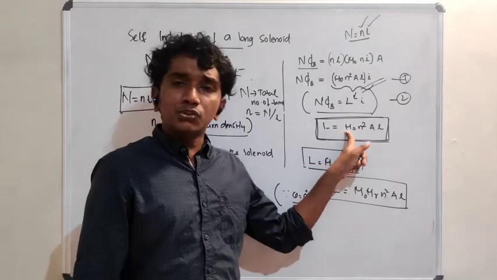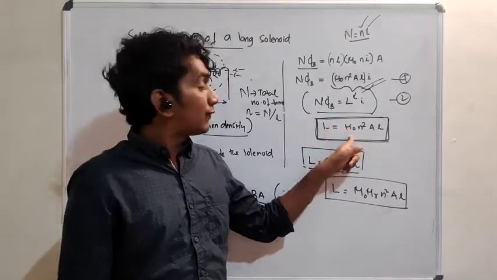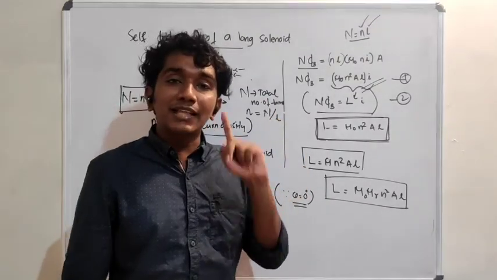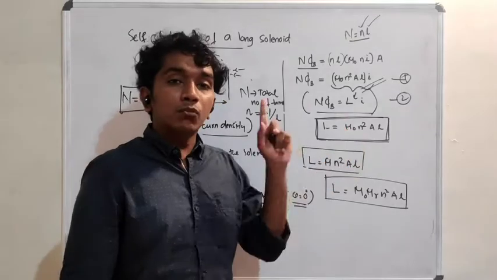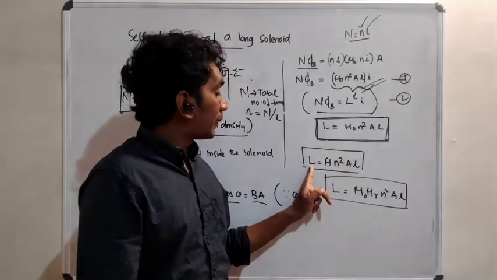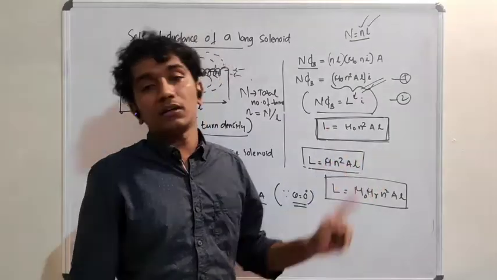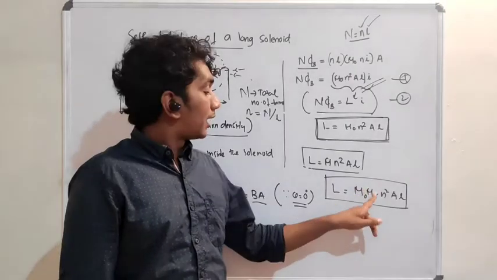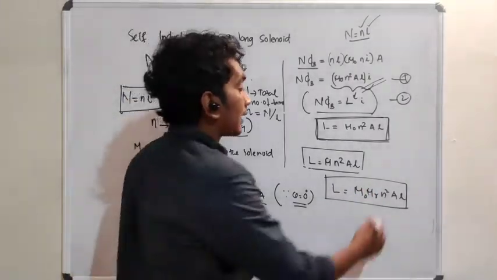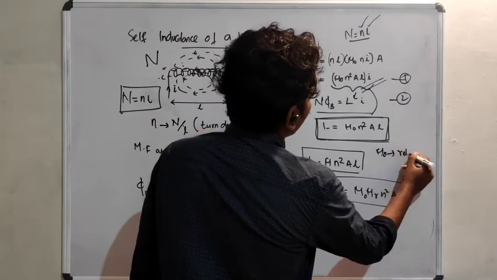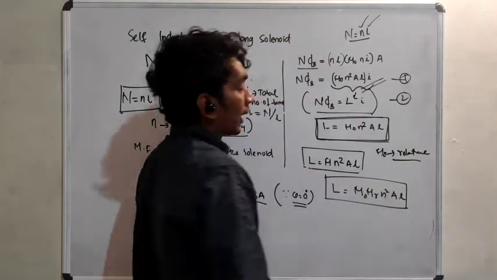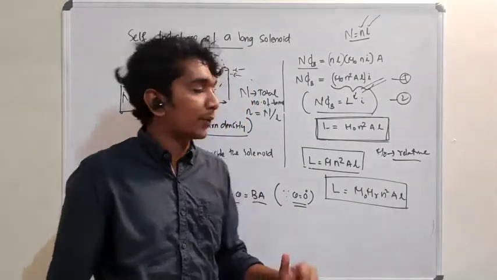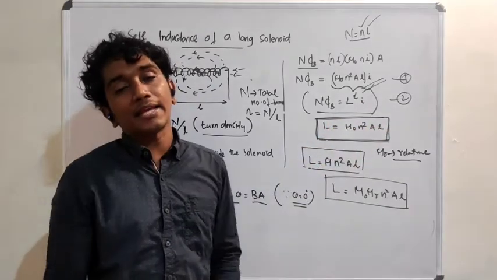You know what mu 0 is: it's the permeability of free space. What about the permeability of a medium? That will be mu n square A L. So mu 0 becomes mu. We can also write the relative permeability mu R, so mu 0 mu R n square A into L. You have to be very sure about this equation: L is equal to mu 0 n square A into L.